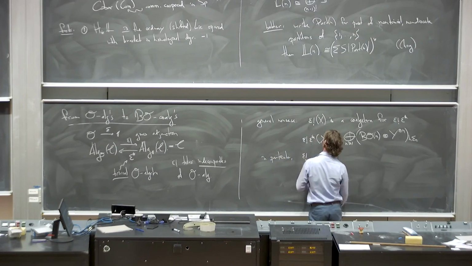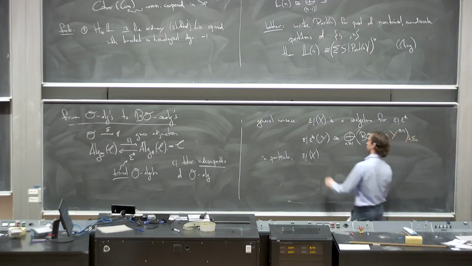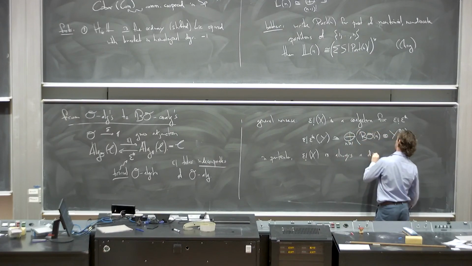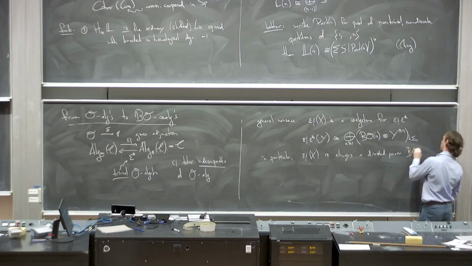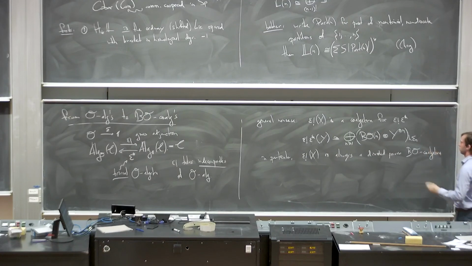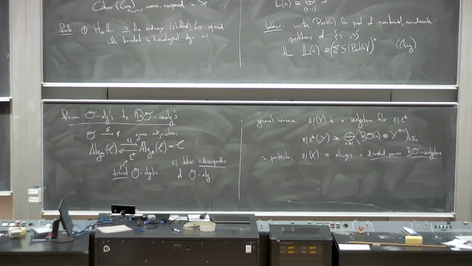So in particular, this epsilon shriek of X is always a divided power BO co-algebra. I mean, it's even a conilpotent divided power BO co-algebra, but for technical reasons, I actually like to ignore the conilpotence here. But okay, so just from general nonsense, you get this fact that these indecomposables have this co-algebraic structure.